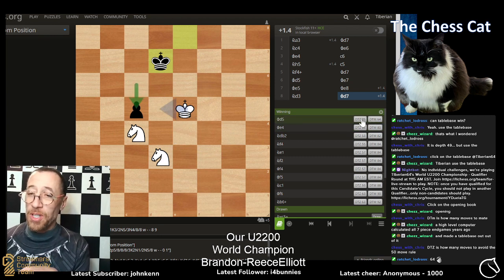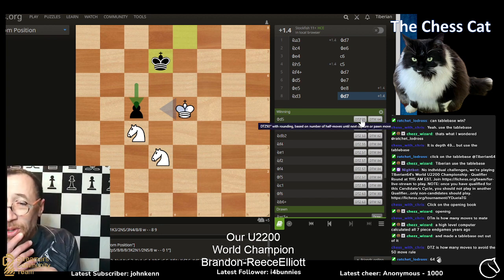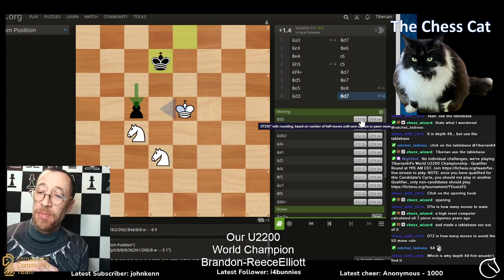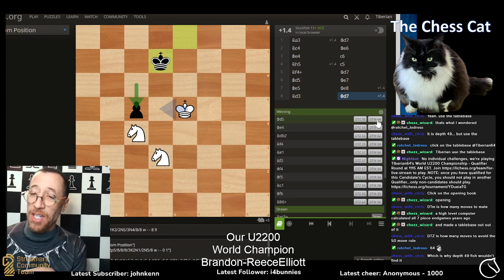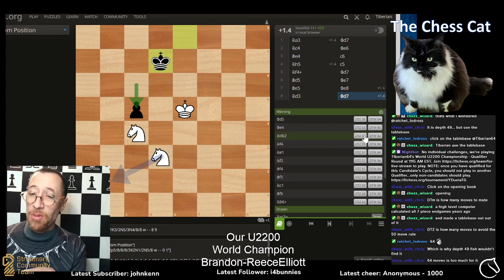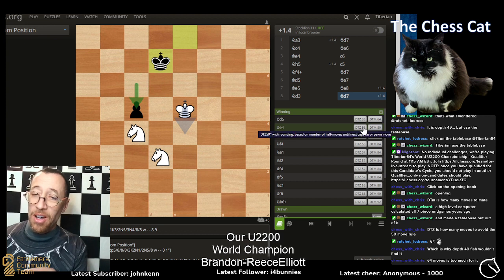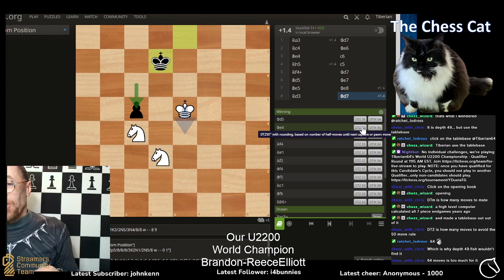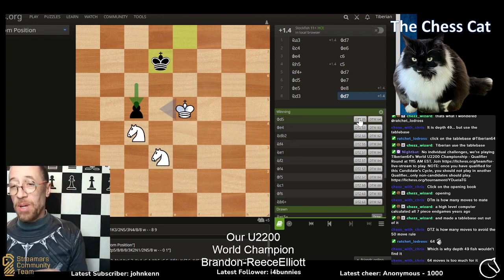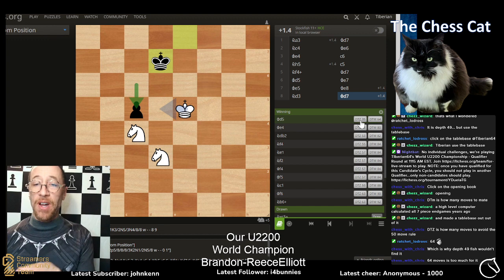I think the pawn would move, because it says, well, let's see. It says with rounding, based on number of half moves until next capture or pawn move, is 35. So I think it's saying you still can get a mate in 64. This one gets you a mate in 80. This one will get you a mate in 82. And the problem with these other ones, it says the half moves would be 53. So these would not work. But this very first one says you could do it in 35.